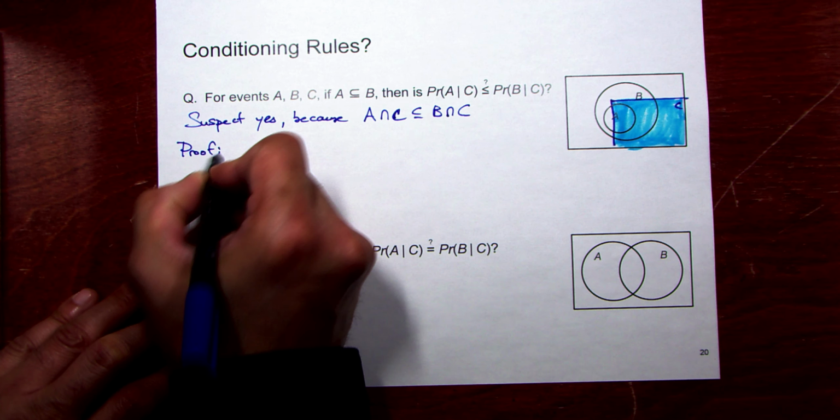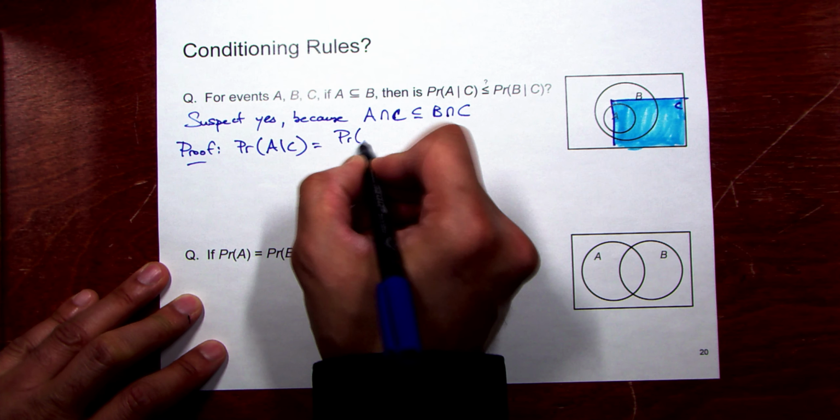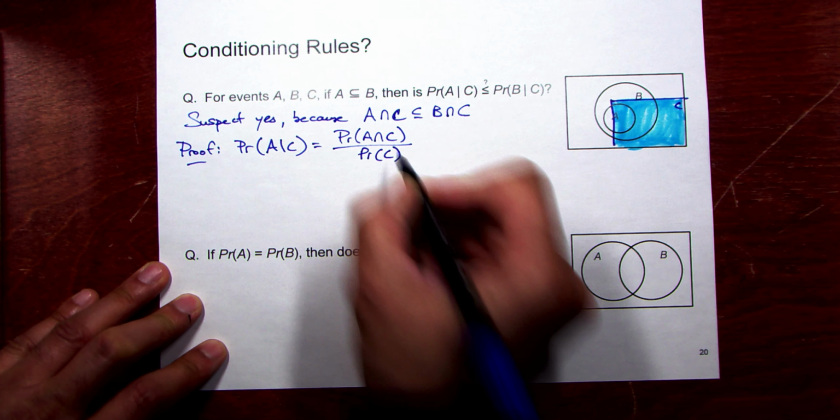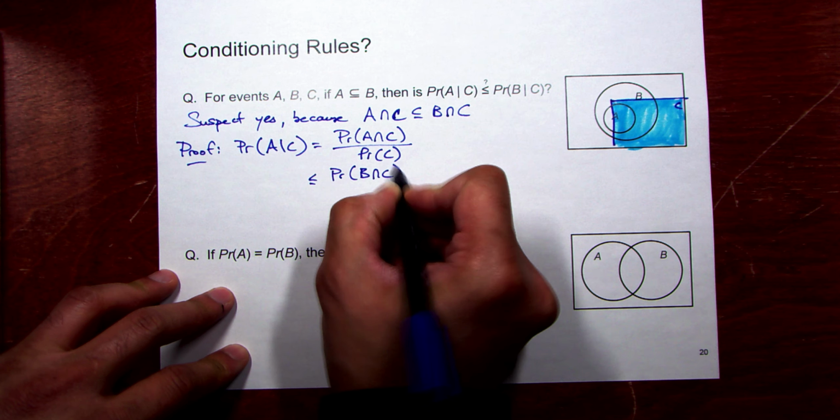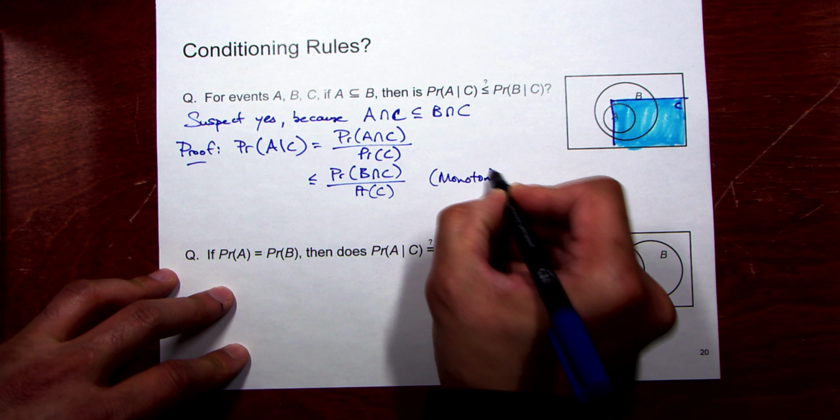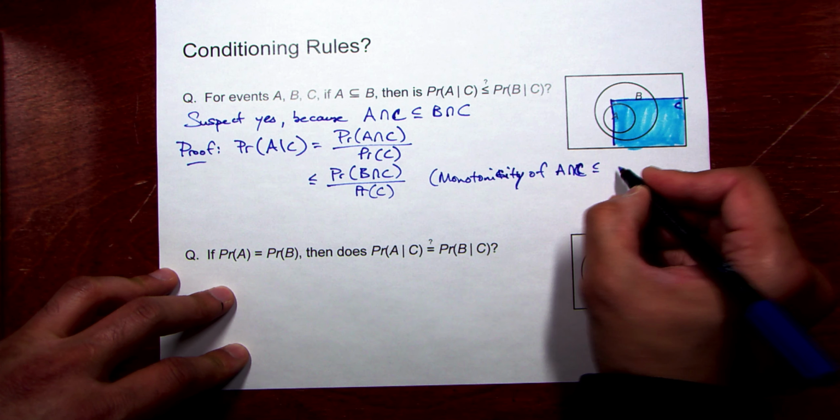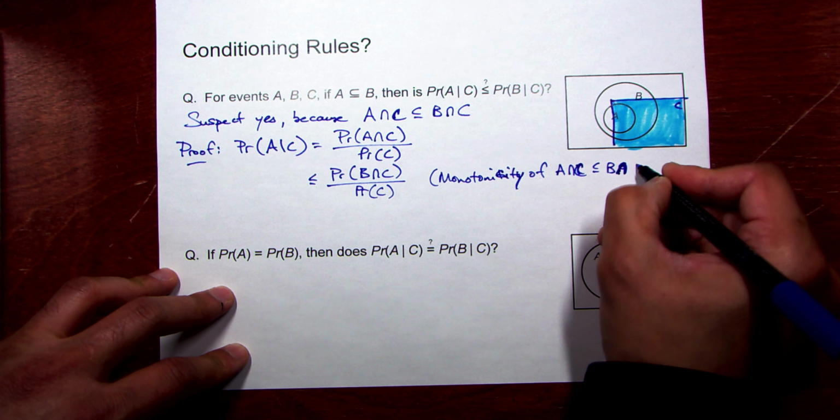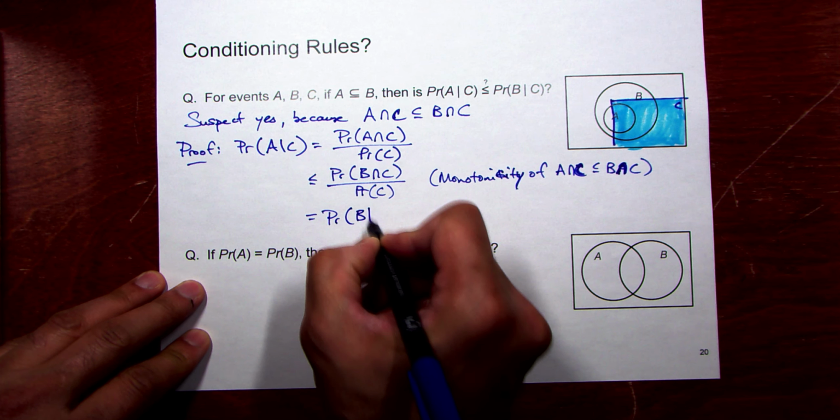Here's a quick proof. The probability of A given C is defined to be the probability of A intersect C divided by the probability of C. And because A intersect C is a subset of B intersect C, because A is a subset of B, this is less than or equal to the probability of B intersect C. This is by monotonicity. We just use monotonicity on that one step, but the denominator is still the same, and that is the probability of B given C.